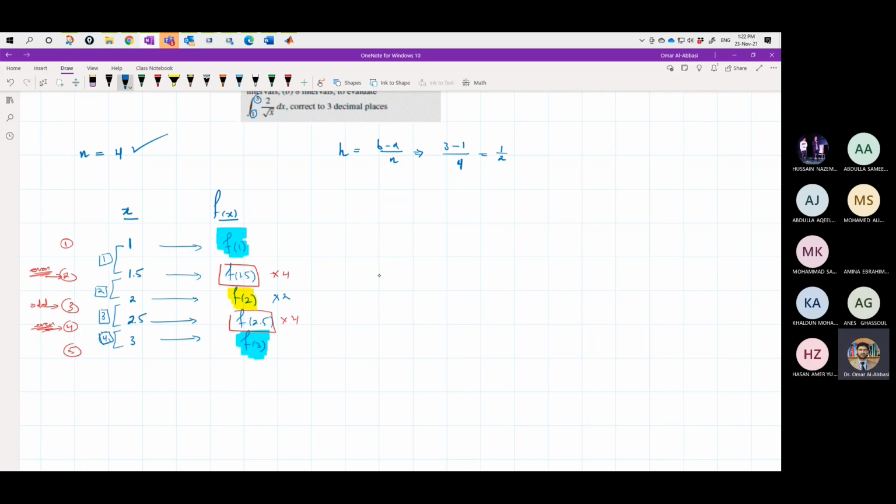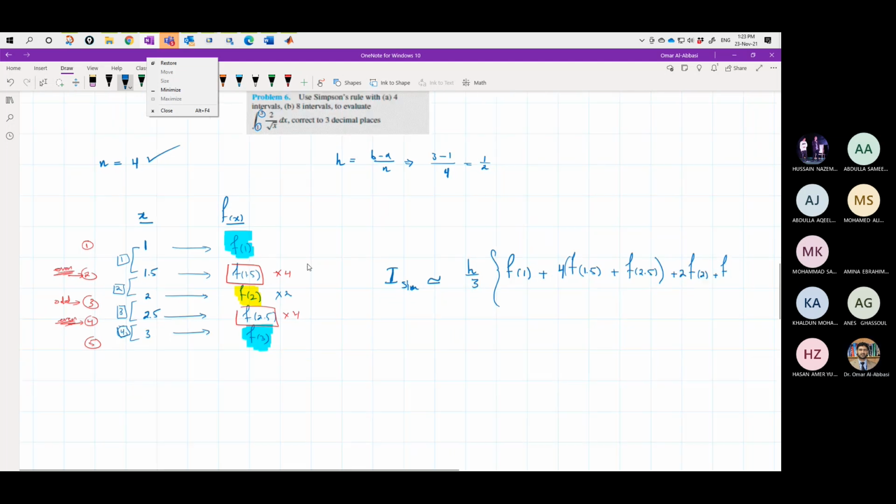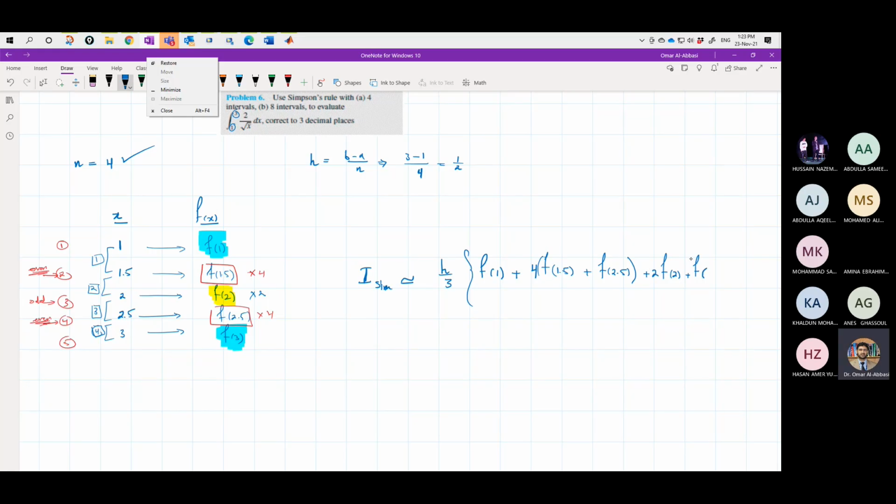So now the Simpson's rule says, for this problem, the integration using Simpson's rule approximately equals h over 3, and I think we calculated h over 3, multiplied by the function evaluated at 1, plus 4 times the function evaluated at 1.5 plus the function evaluated at 2.5, plus 2 times the function evaluated at 2, plus the function evaluated at the last limit, 3.